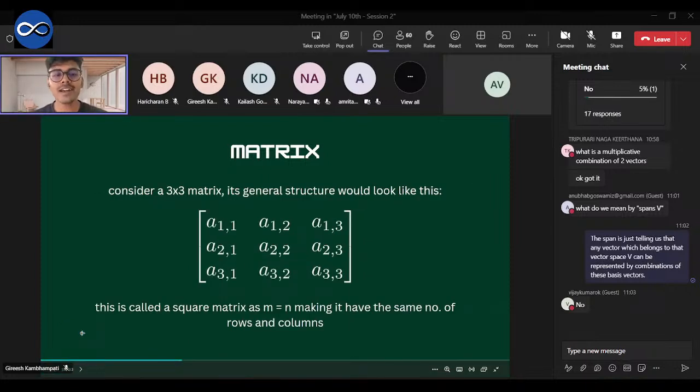If I consider a three by three matrix, where we have three rows and three columns, it will have totally 9 elements. It's obvious, right? So the general structure looks something like this. We'll call it a square matrix because m is equal to n. You have the same number of rows and columns, so that sort of forms a square.